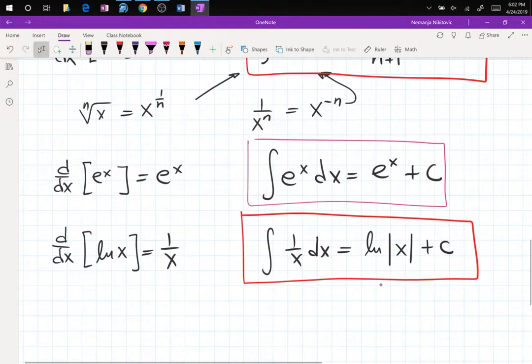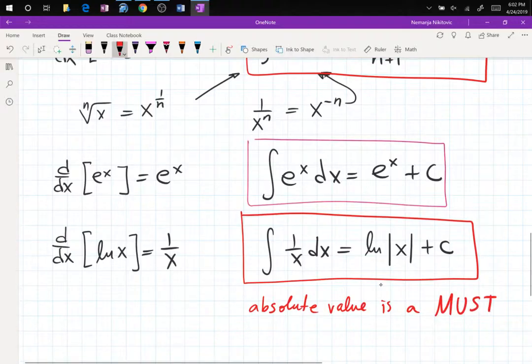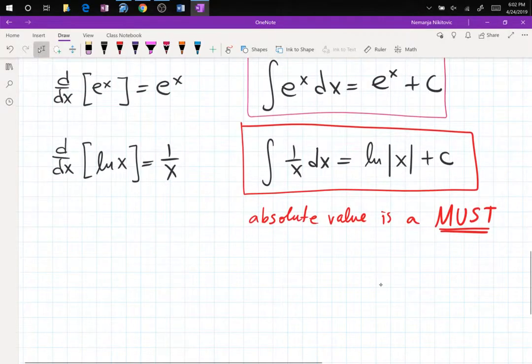I'm going to write here in blood: absolute value is a must. Otherwise, you will lose 1 or 2 points depending on the current mood. And I need to explain why absolute value is a must. It's not an arbitrary rule because I'm a terrible person on Wednesdays.